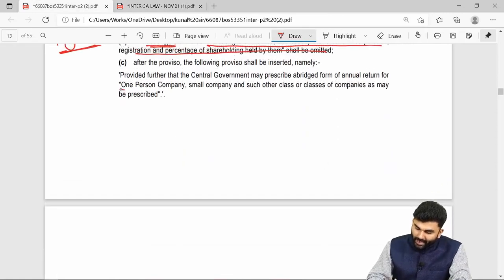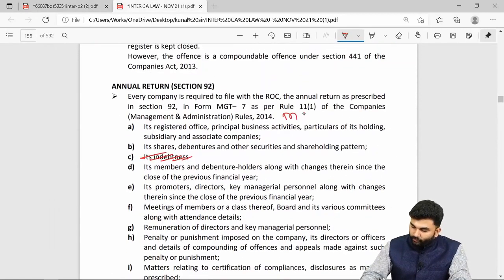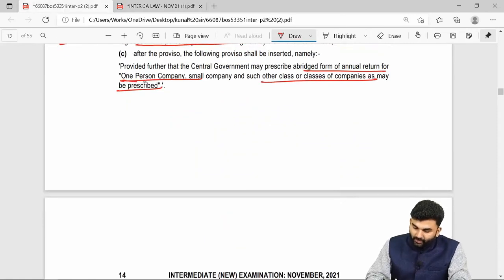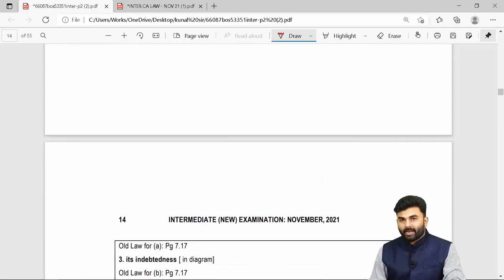Okay. Over here you need to add these words: in case of one person company, the form will be MGT7A. And this will be for the case of one person company as well as small company or other classes of companies which may be prescribed by the lawmaker from time to time.